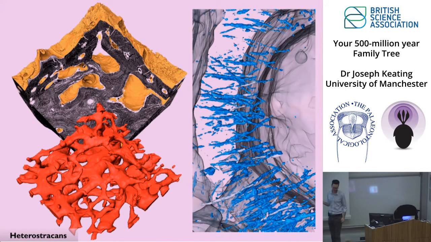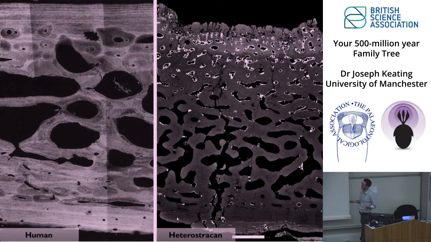And the results of this work suggest that actually the bones of these early fishes were really very similar to the bones in a human. So this is a human skull bone and a heterostracan skull bone. And you can see both of them have three layers, two outer layers laminated, and an inner layer, which is this spongy bone. So bone hasn't really changed that much over 500 million years.